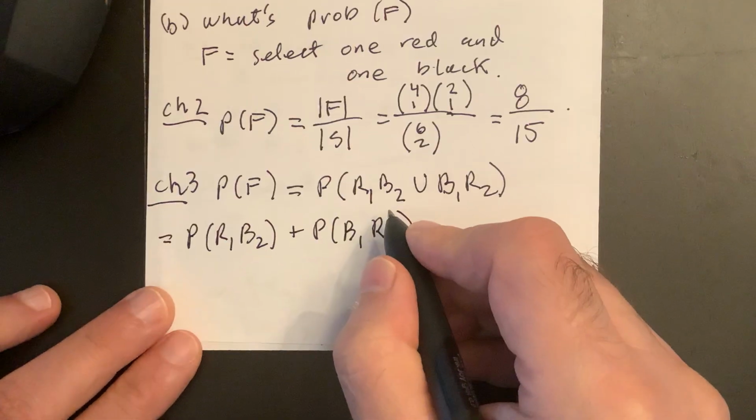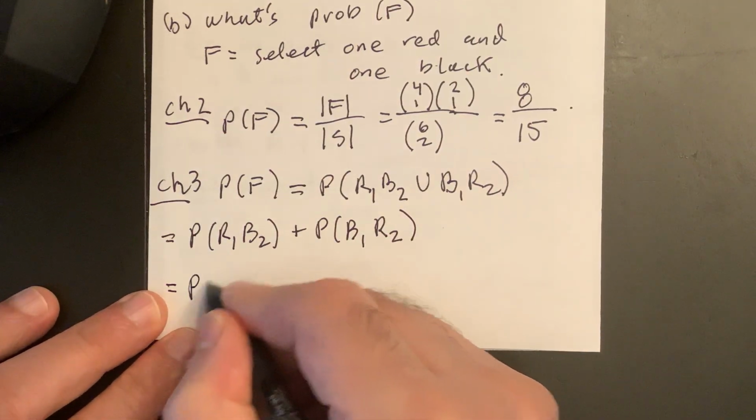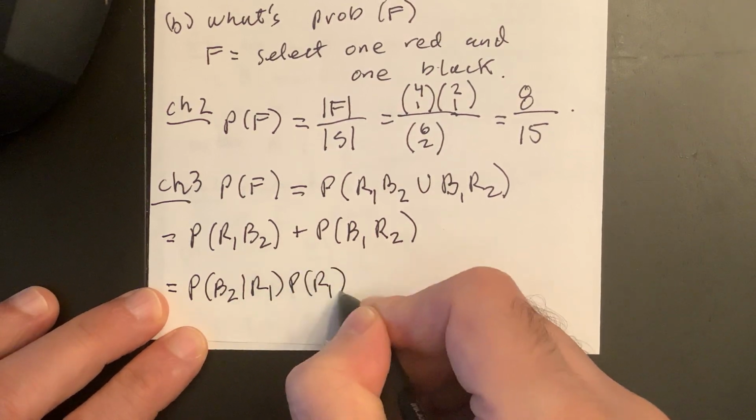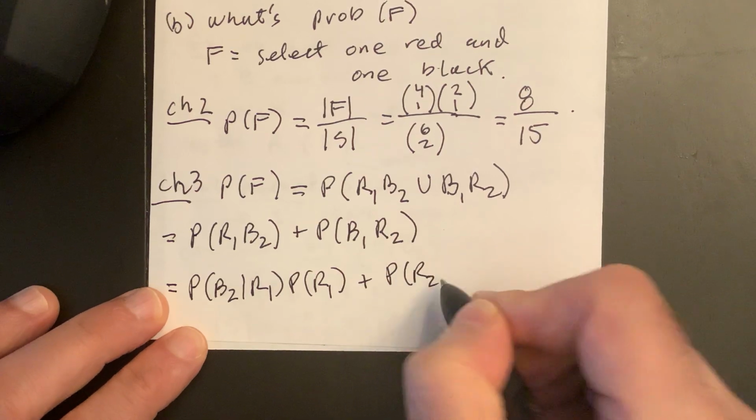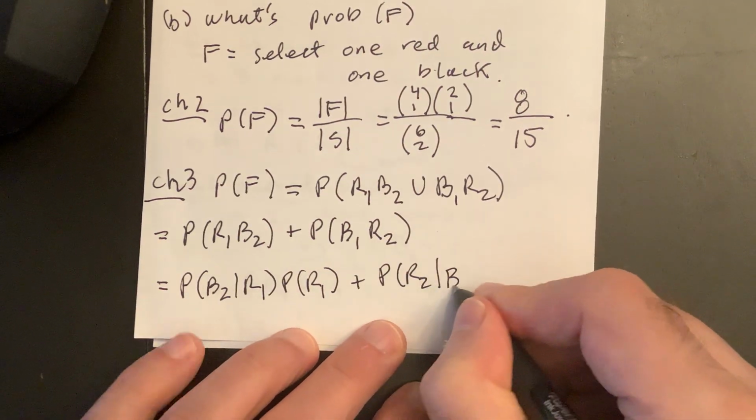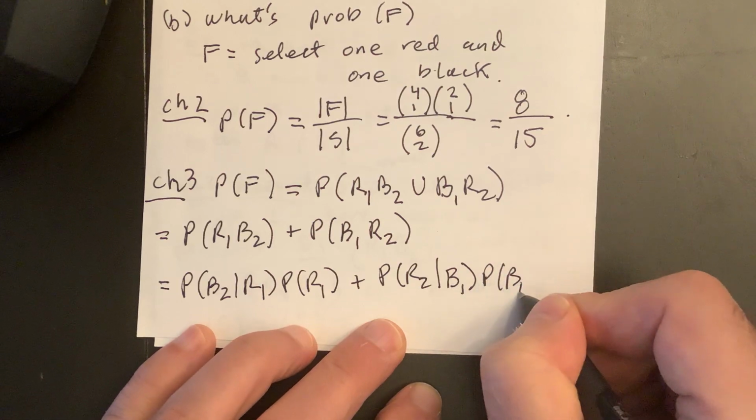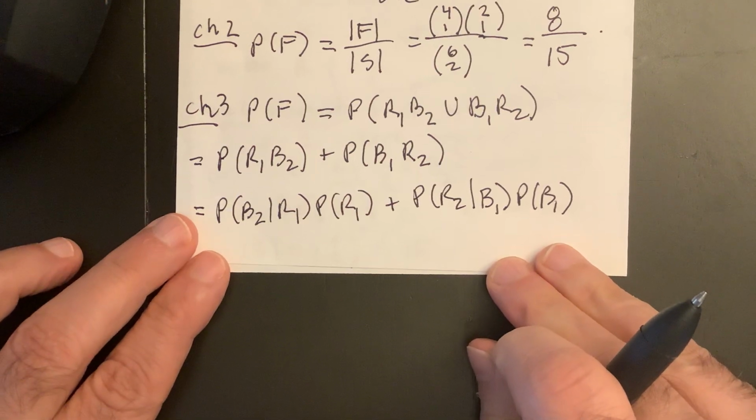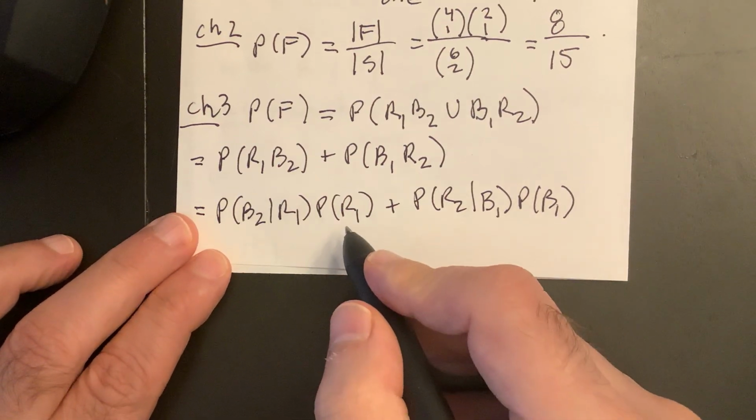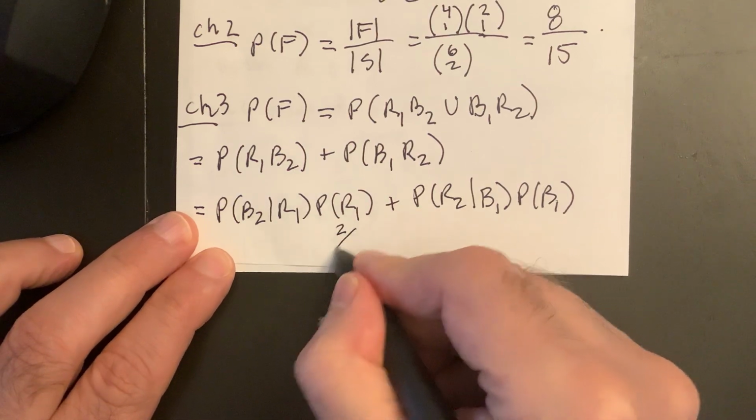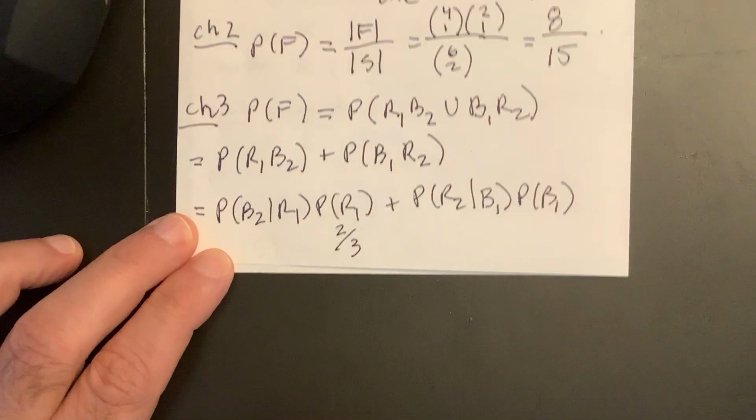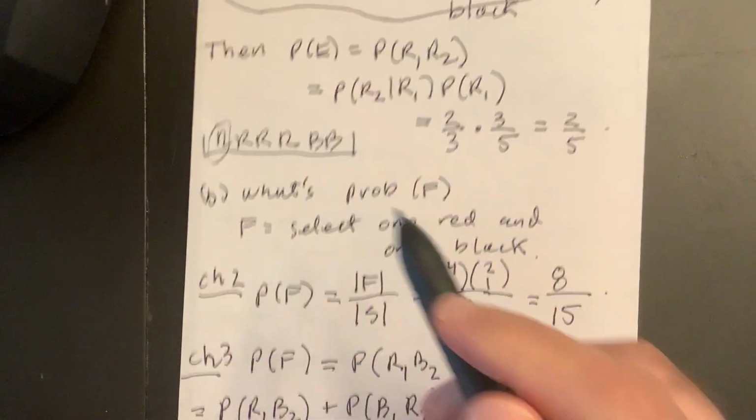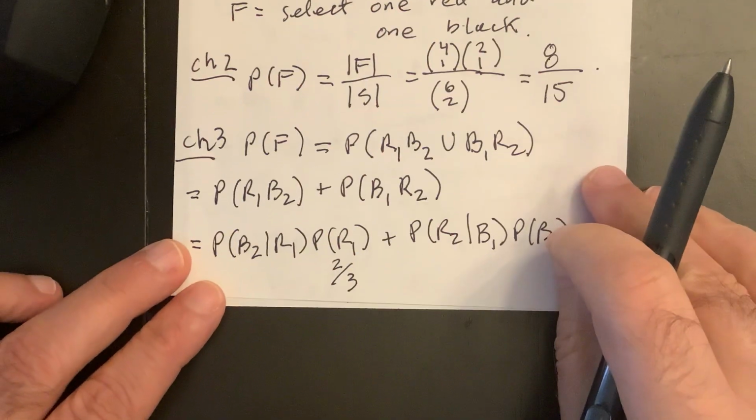And now I condition on the first one, I think. So I have P(B2 given R1) P(R1) plus P(R2 given B1) P(B1). I still think this is easier in some ways. Once you slow it down and rewind it in your head, you'll see it's easier, I think. So P(R1), this is still 2/3. What's P(B2 given R1)? Well, then I'm here in this box, right? And this should be 2/5, not 3/5. So I get 2/5.